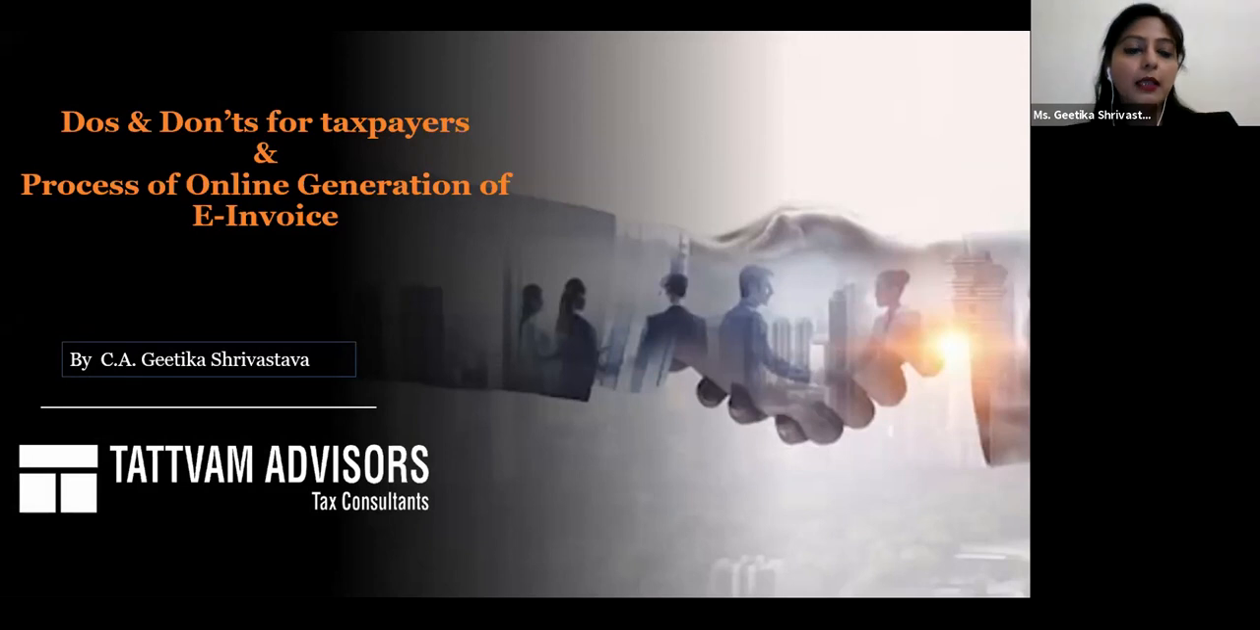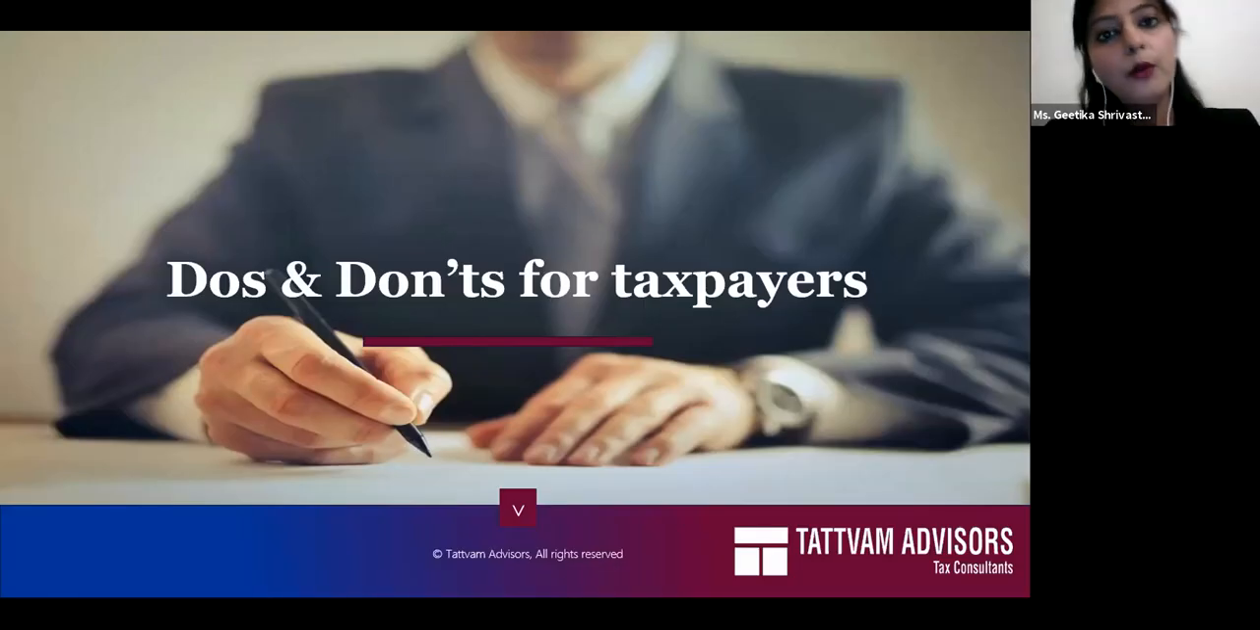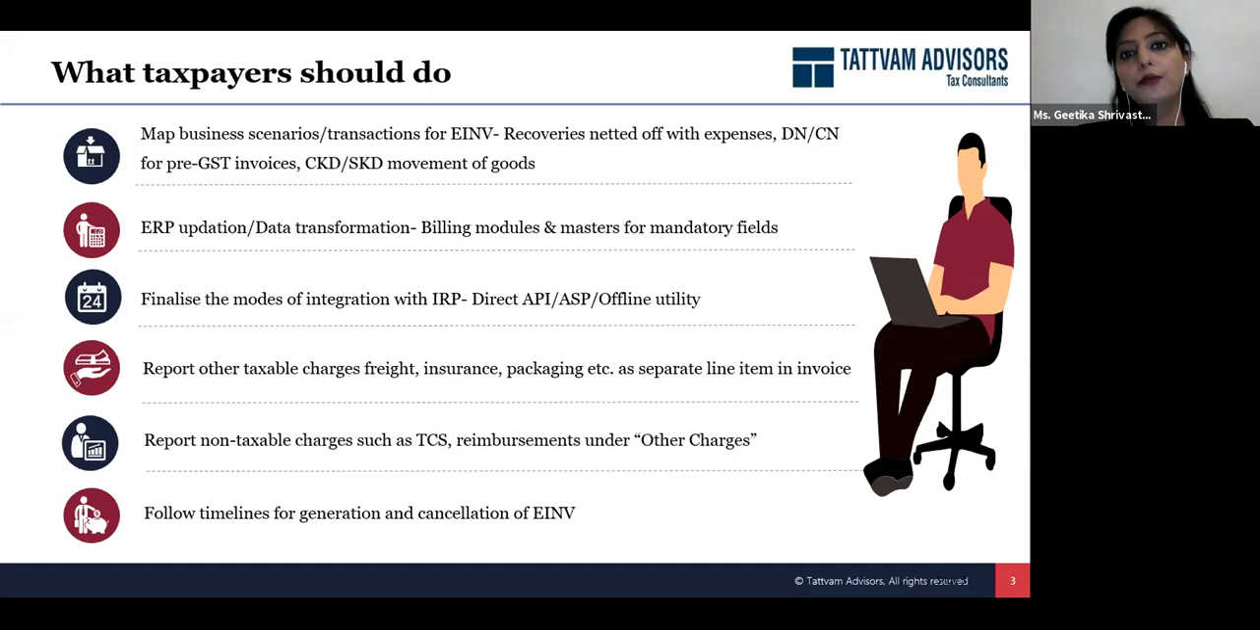Okay, today I'll be taking up the topic on do's and don'ts for the taxpayers, and we'll also touch upon the process of online generation of e-invoice. In the previous session, we have seen what are the challenges which all the taxpayers are facing, because this is a new provision which has come up, and it has its own intricacies and challenges on the portal. So, for any taxpayer to ensure what they should do and what they should not do while going for the process of e-invoice generation, we'll start with what the taxpayer should do before they start the process of e-invoice generation.